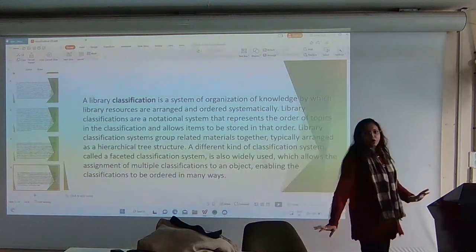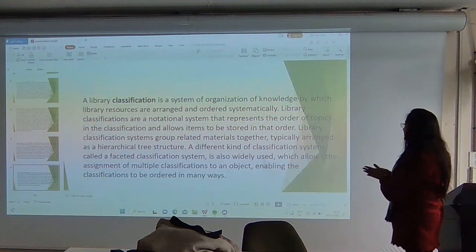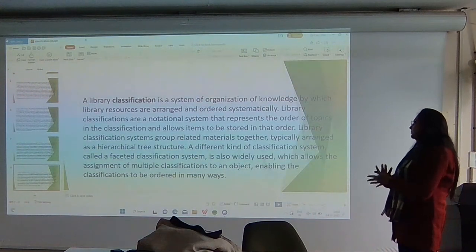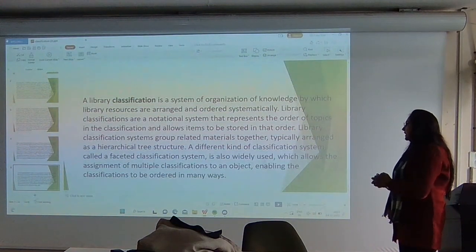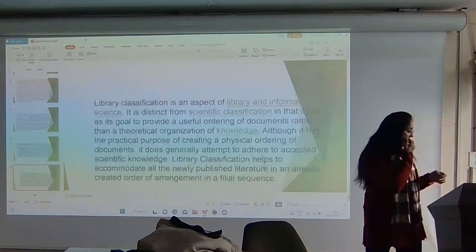So we also need to come to know about the different phases of classification systems, which allow the assignment of multiple classifications to an object and the arrangement of the classification to be ordered in many ways.